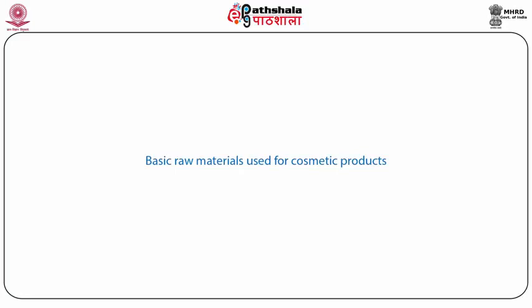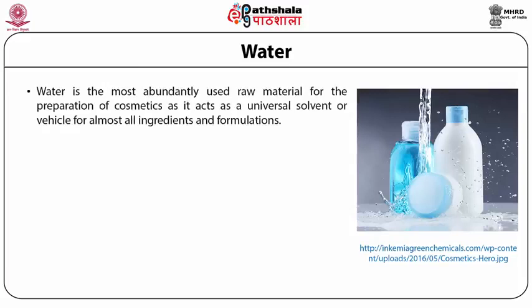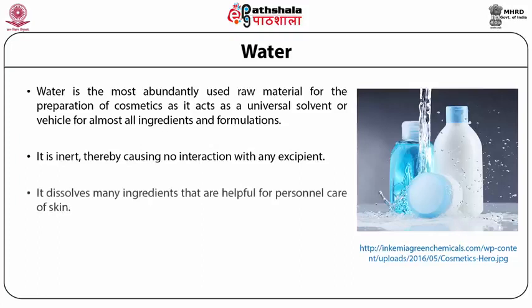Raw materials used for cosmetic products. The first being water. Water is the most abundantly used raw material for the preparation of cosmetics, as it acts as a universal solvent or vehicle for almost all the ingredients and formulations. It is inert, thereby causing no interaction with any excipient. It dissolves many ingredients that are helpful for personal care of the skin.